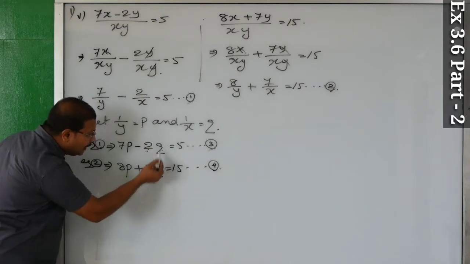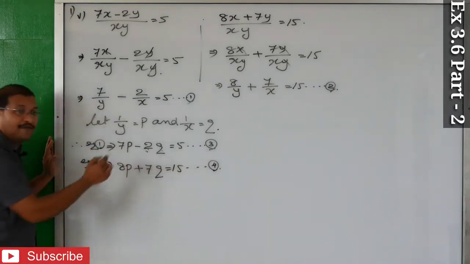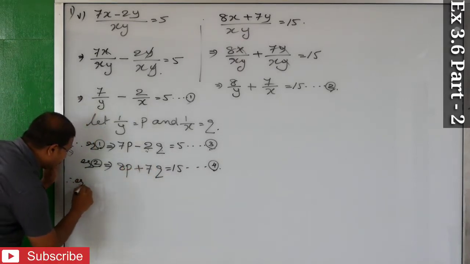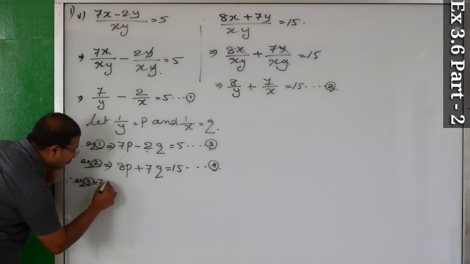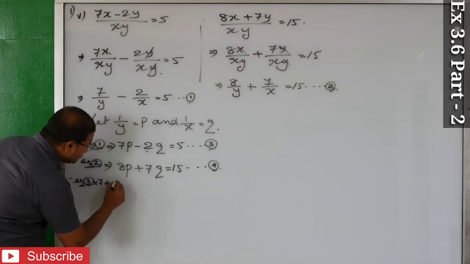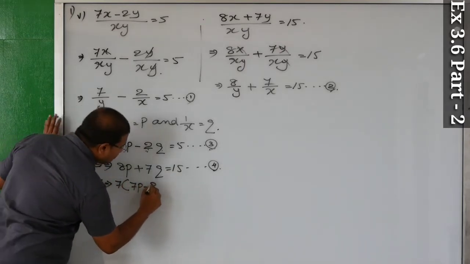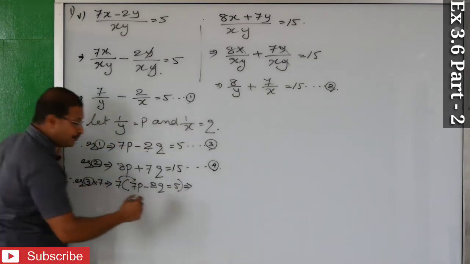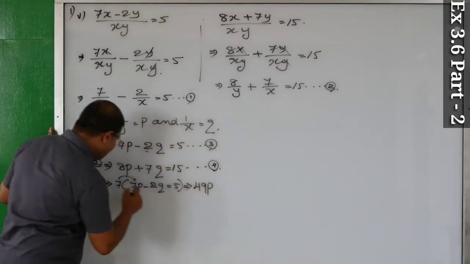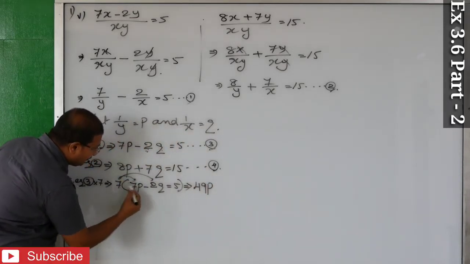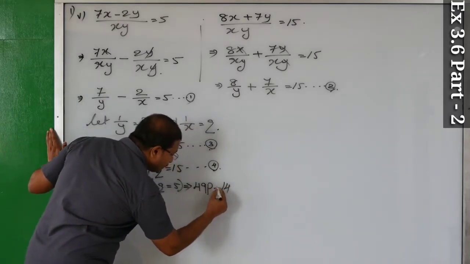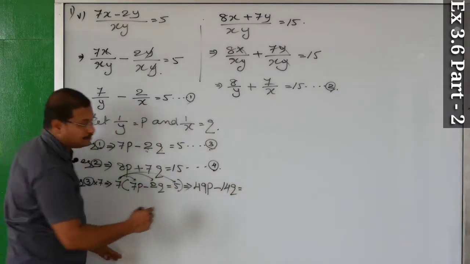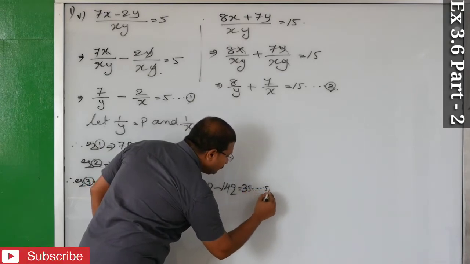So, to make q equal, the third equation will multiply with 7 and the fourth equation will multiply with 2. Therefore, equation 3 into 7 implies, what will happen then? 7 into (7p minus 2q) equals 5 implies, now 7 7's are 49p, 7 into minus 2, 7 2's are 14, but of course minus 14q, equals 7 into 5, 7 5's are 35. This is equation number 5.